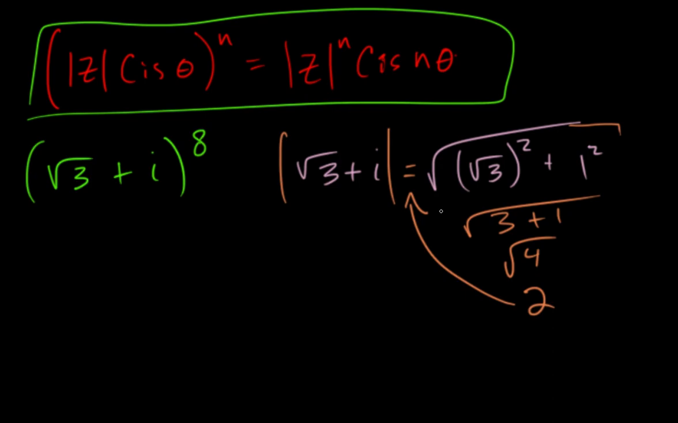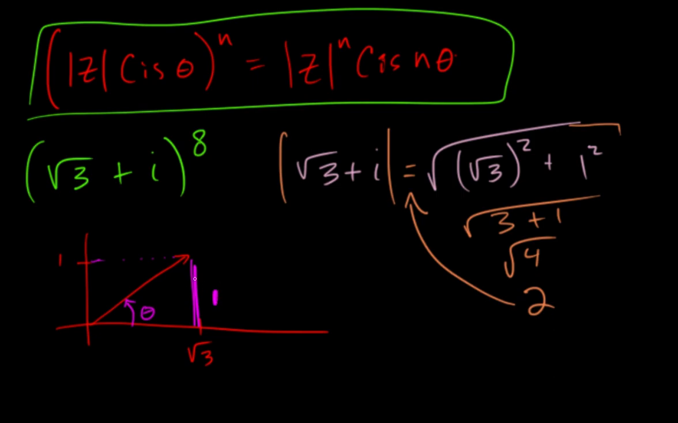Now, if we draw this out, our real part is square root of 3. Our imaginary part is 1. We draw it to there. And so we look at theta right there. And so if we're using this side as 1, this side is square root of 3, that's going to be tangent theta is equal to 1 over square root of 3.